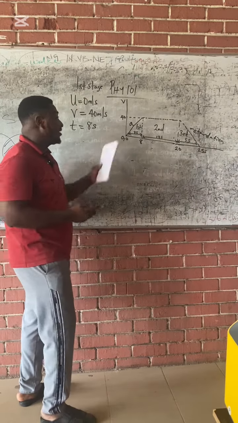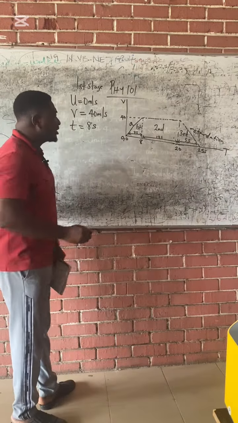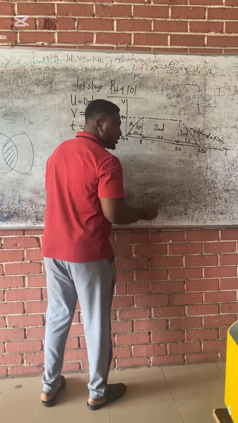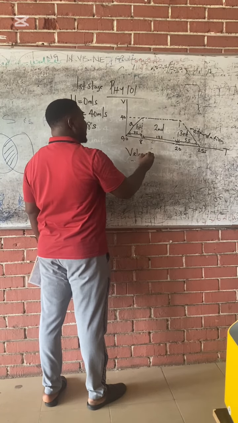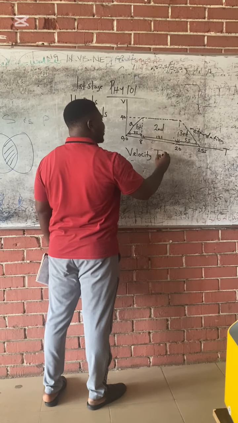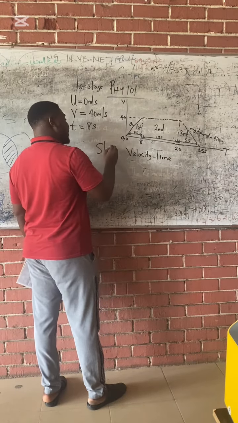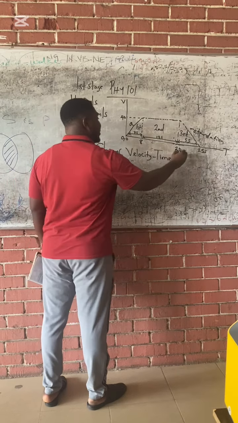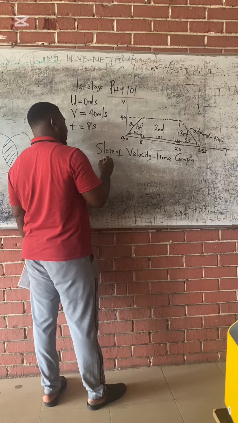Class, first things first, this is a velocity time graph. And class, you could be asked in the exam, the slope of a velocity time graph represents what? Please note, it's a common exam question. The slope of a velocity time graph represents acceleration of the body.